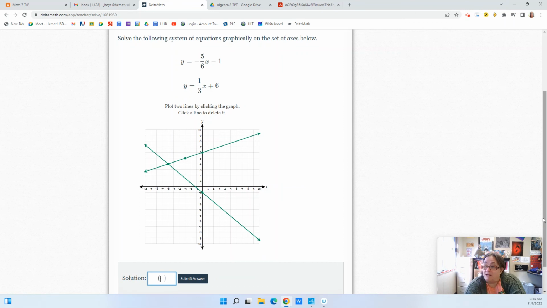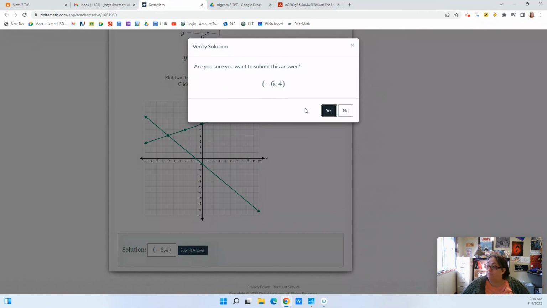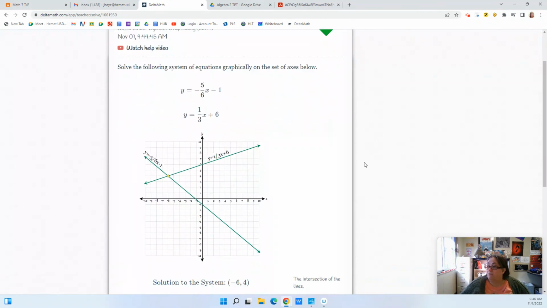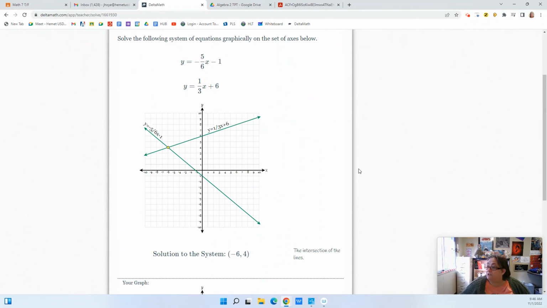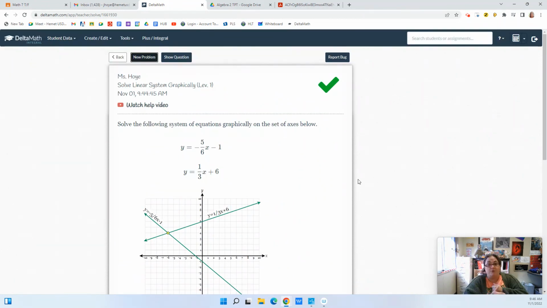You're going to want to put in parentheses, negative 6, comma, where does it meet? At 4, in parentheses when you put in your solution. You just want that point, but you want to make sure you put the parentheses and the comma in so that it's entered as a proper solution. And you'll see that as well. So I just wanted to make sure you knew how to actually graph these in Delta Math. You can graph both equations, one right after the other, just by having 2 points. And it'll do the rest of the graph all by itself.